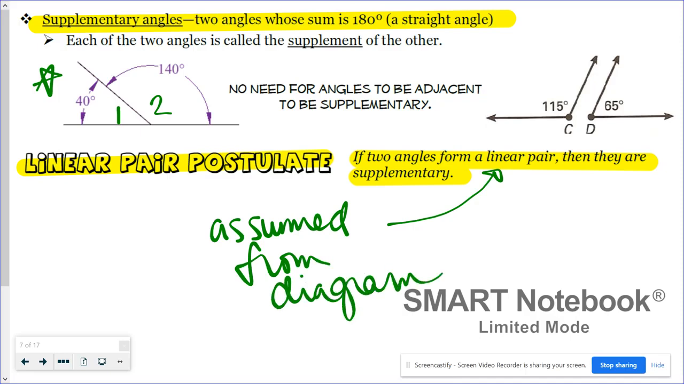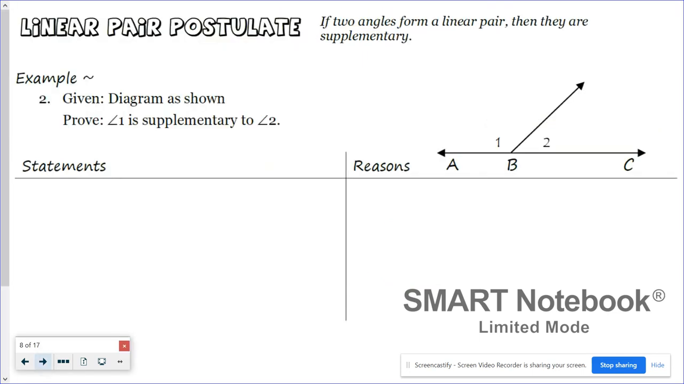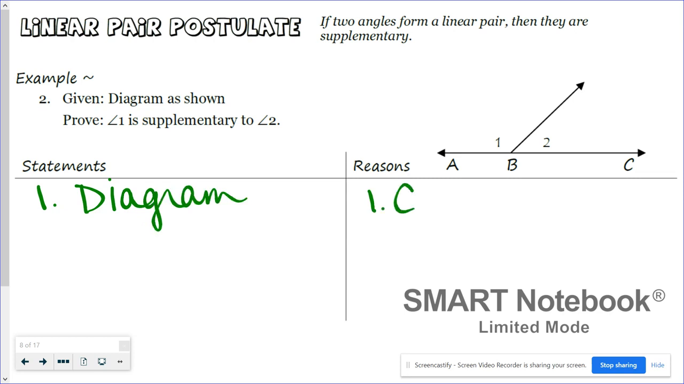But in order for us to use the linear pair postulate, we do need a line that's been split into a pair of angles. That's what a linear pair is. So check it out. In this proof, we are given the diagram as shown. They had to give us something, so they're straight up saying, here's the diagram. So I will put that in my proof since they did give that to me.